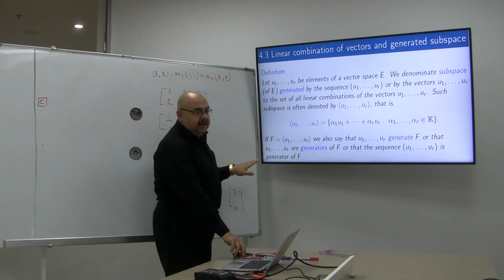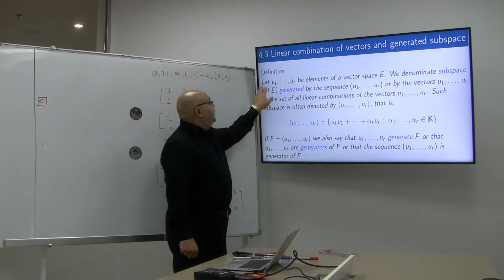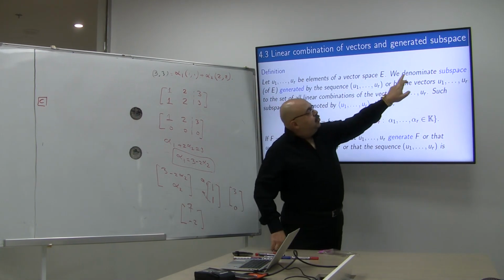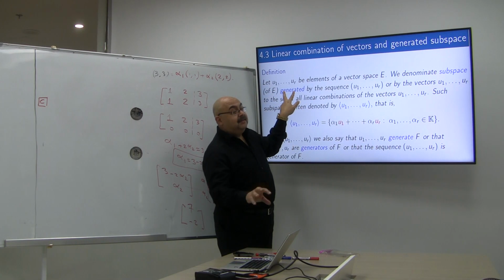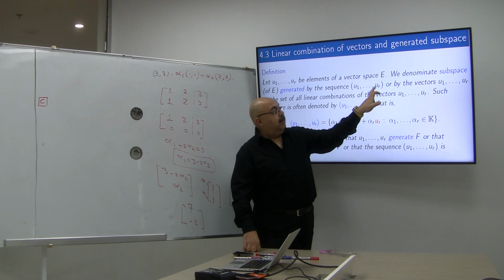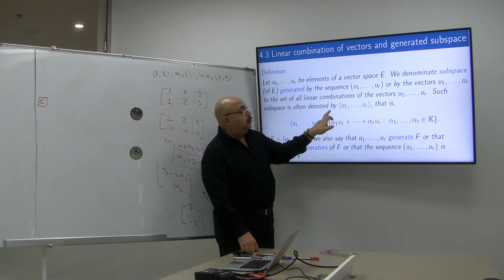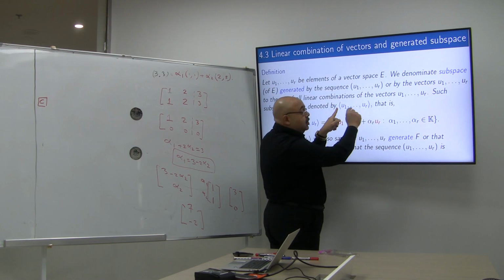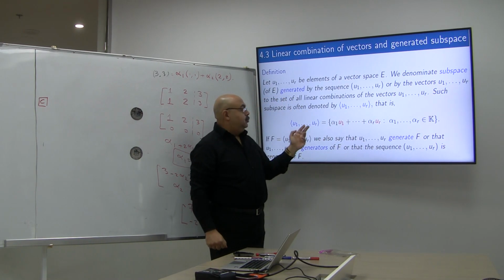I will stop at this slide right here, but I will read it first. Let U1 up to UR be elements of vector space E. We denominate the subspace of E generated. I can generate. Those are generators for the time being. By the sequence U1 to UR, or by the vectors U1 up to UR, this subspace is denoted by this special shape. Those are the generators of this vector space. That's U1 up to UR.